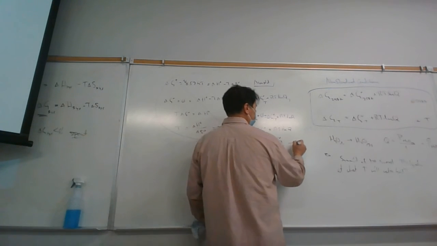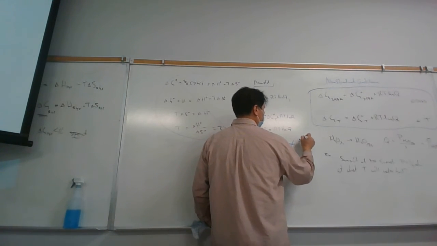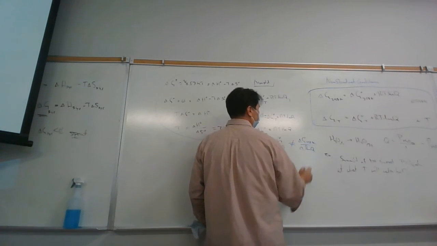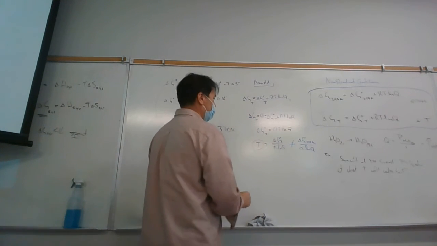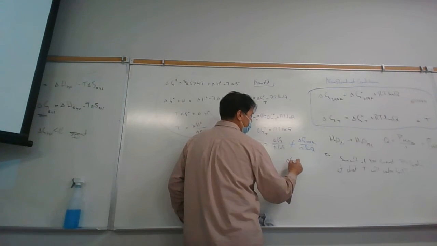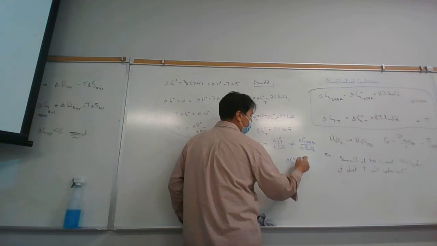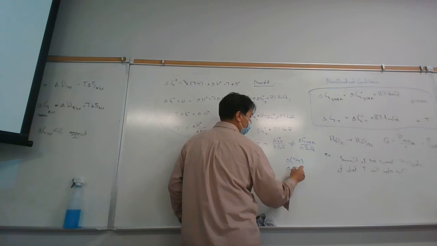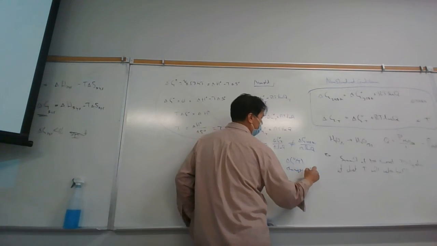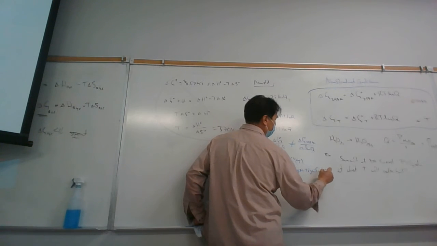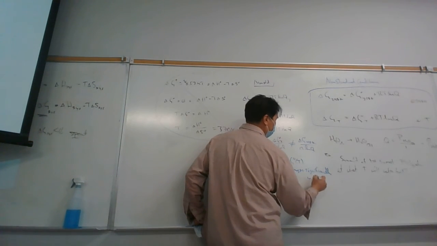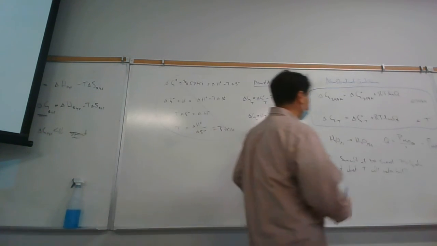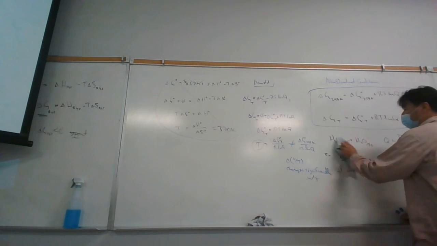This is not equal to delta G naught at 298 Kelvin over R ln of Q. The reason is that delta G naught is a function of temperature, and delta G naught changes significantly with temperature. So we're stuck here. We can't use this particular equation for this.